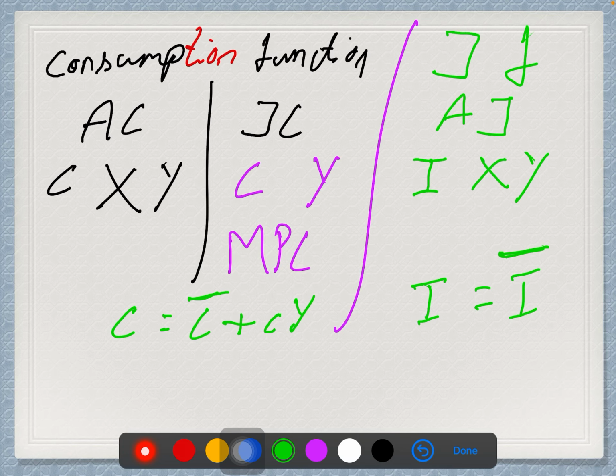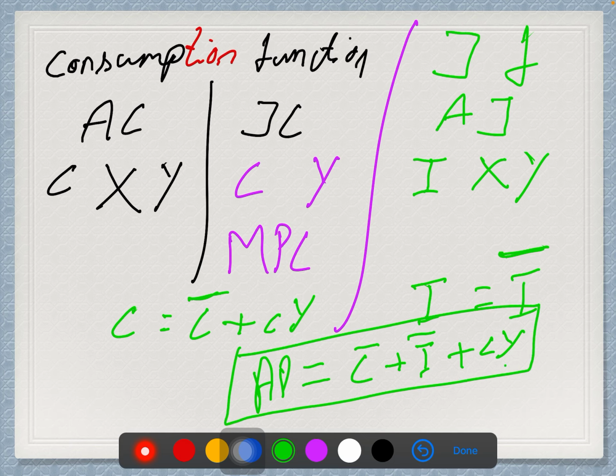Combining this, we can say aggregate demand is equal to C bar plus I bar plus small c y. The aggregate demand is equal to C bar, autonomous consumption, plus I bar, autonomous investment, plus induced consumption. So by adding these, we'll get the aggregate demand. That means you have to add the consumption function and the investment function to get the aggregate demand.